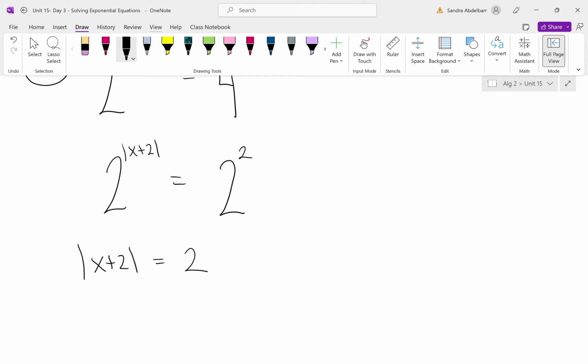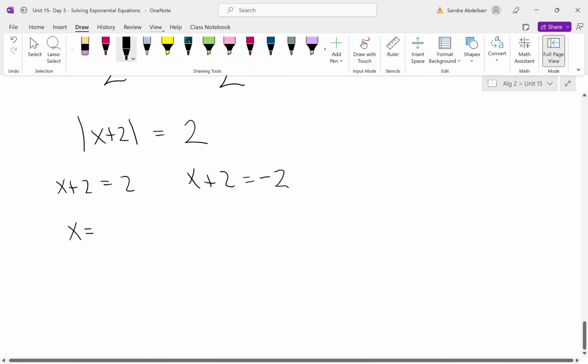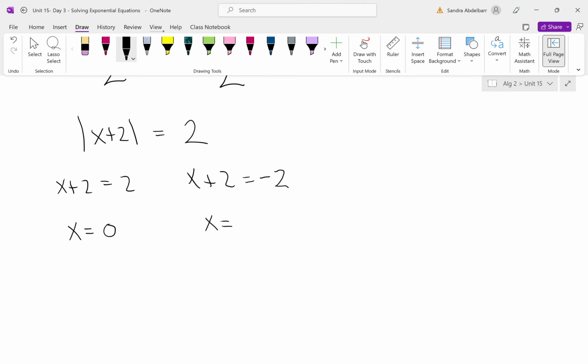Don't forget how to solve an absolute value equation. What am I going to do? x plus 2 equals 2, and x plus 2 equals negative 2. Subtract that 2. We're going to get x is equal to 0, and x is equal to negative 4. It is okay to have a negative exponent. What do we not want to have? A negative base. We don't want to have a negative base.